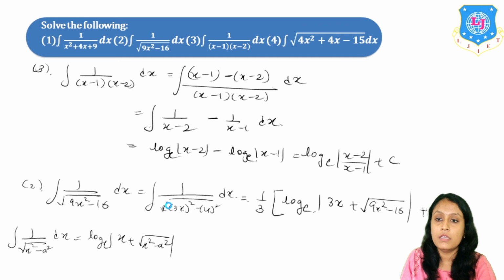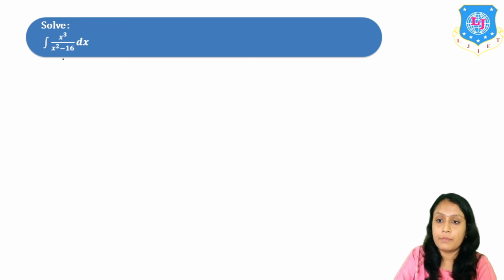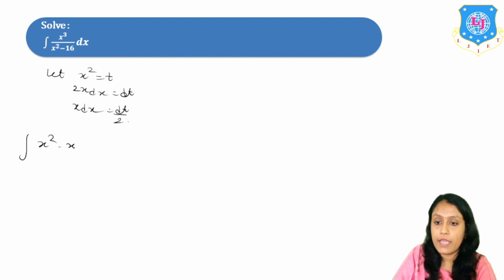Now let's solve a few more examples. Integration of x cube upon x square minus 16 dx. So suppose x square is t. So 2x dx will be dt, and therefore x dx will be dt upon 2. So this integration we can write as x square into x dx upon x square minus 16.